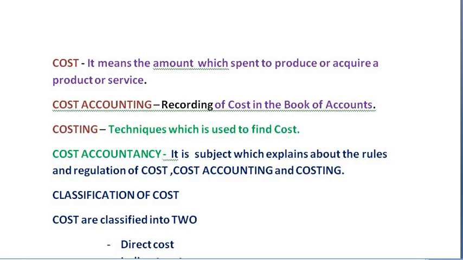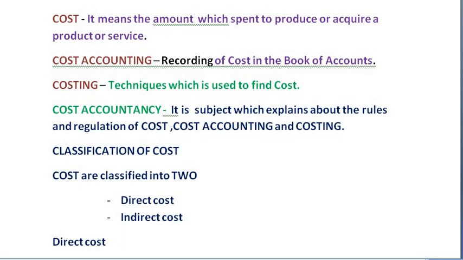Next we are going to see what is the term cost accountancy. Cost accountancy refers to the rules and regulations which we follow while computing cost, cost accounting and costing. That we can call cost accountancy. Next we'll see the different classifications of cost. Basically, costs are classified into two types. Number one is direct cost and number two is indirect cost.